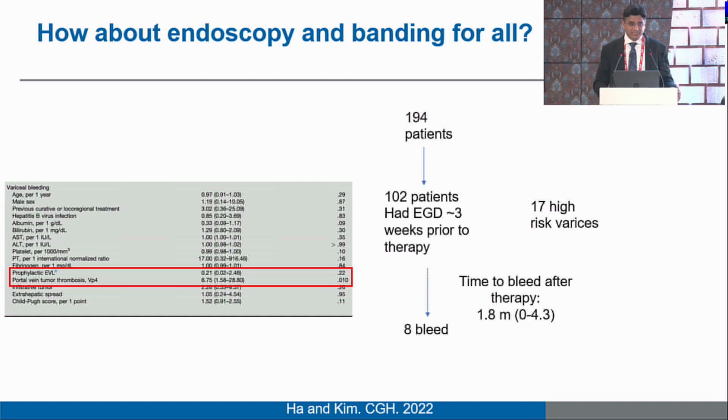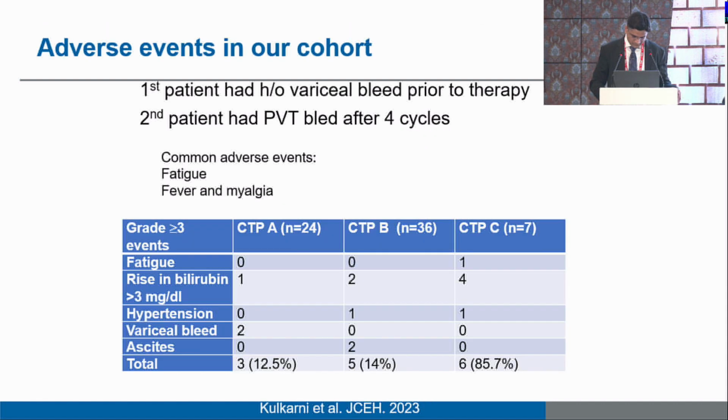What about endoscopy and banding for all? This was an elegant study published in Clinical Gastroenterology and Hepatology. Of 194 patients, only 1 or 2 underwent endoscopy. 8 had bleeding, and the predictor factor for bleeding was main portal vein thrombosis, not the recipient, not the prophylactic EVL as well. In our cohort, we saw 2 patients who had bleeding, of 67, one who had a history of variceal bleed.